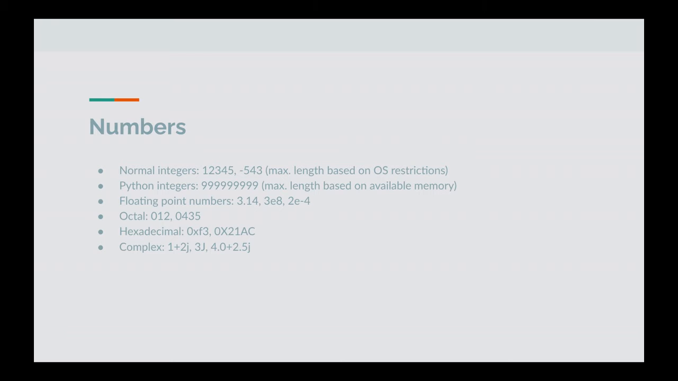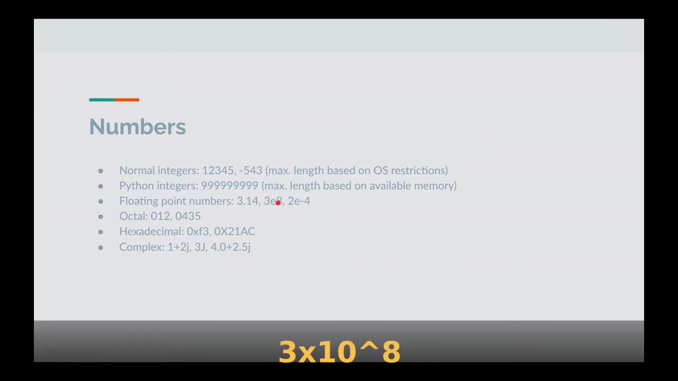Python also has floating point numbers, which are basically just numbers with a decimal in them. Now, the decimal doesn't have to be shown. We have 3.14 here, so we have a decimal showing, but you can also use scientific notation if you're familiar with that. So you can have 3e8, which basically says 3 exponent 8, or 3 to the 8th power. Same thing with this one: 2e-4 is 2 to the negative 4th power.